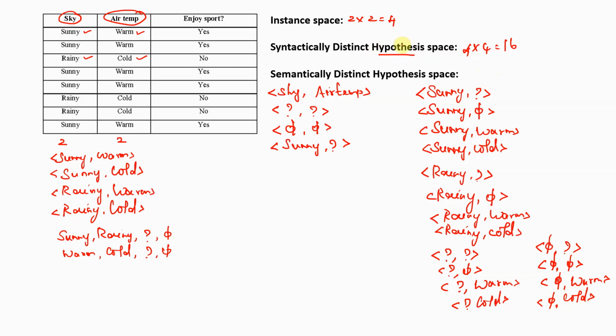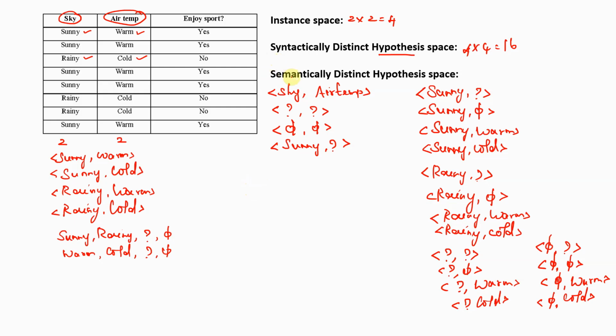So these hypotheses are available inside the hypothesis space. Through concept learning, we have to identify out of these hypotheses which one will be the consistent hypothesis that best fits our input data. That is what we are going to do with our Find-S algorithm.